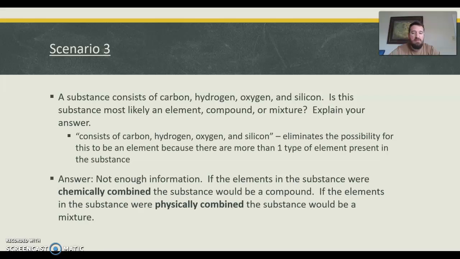Sadly, there is not enough information to tell us whether this would be a compound or a mixture. If these substances, the carbon, hydrogen, oxygen, and silicon, were chemically bonded together and chemically combined, then that would make this a compound. While if these things were just physically mixed together and put in a jar, that would make it a mixture. Okay, the big difference here is compounds are chemically bonded together.